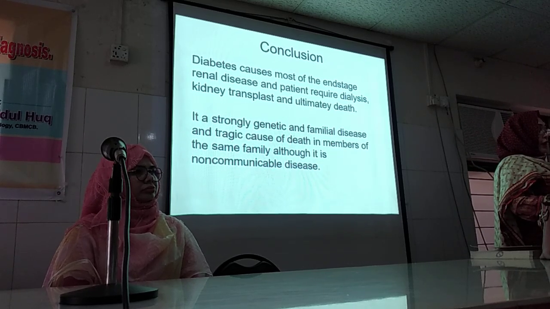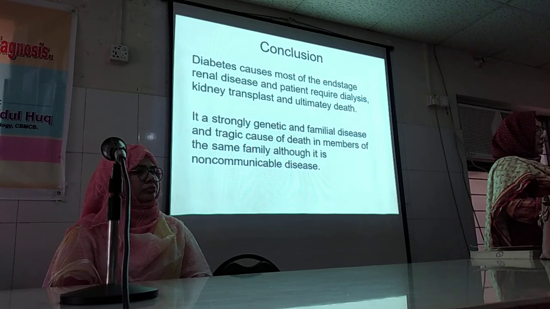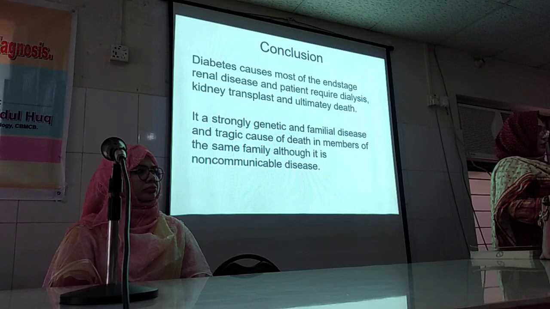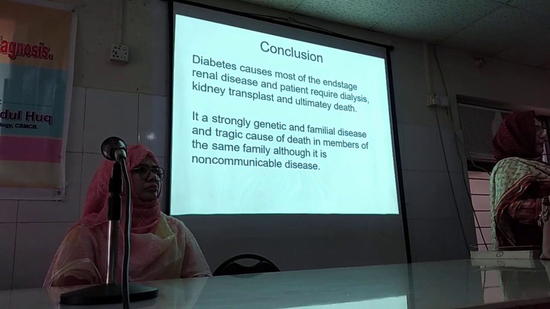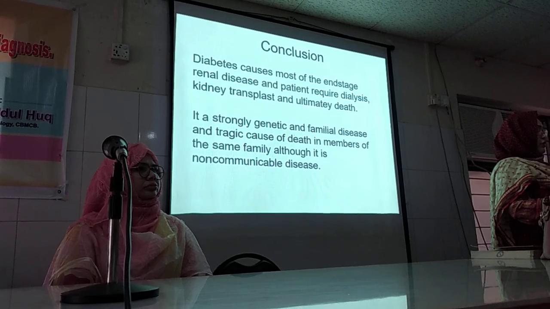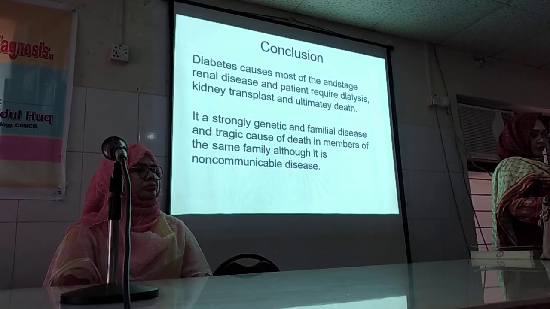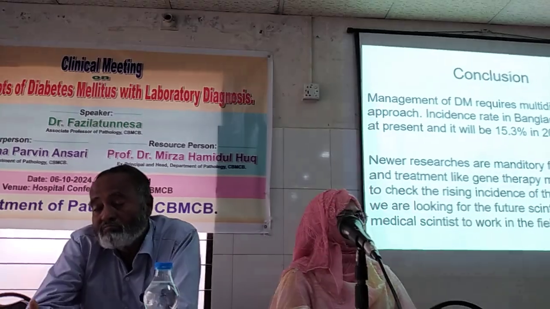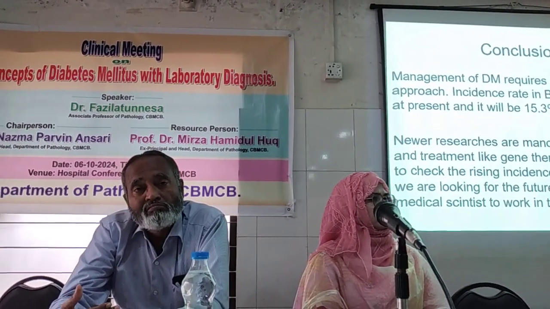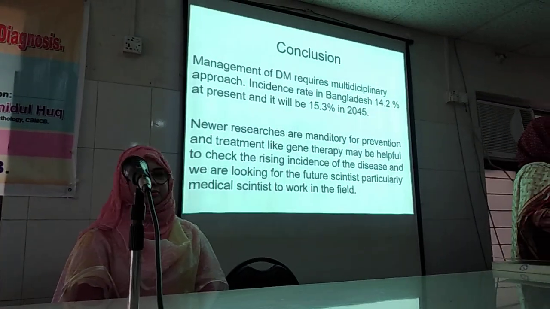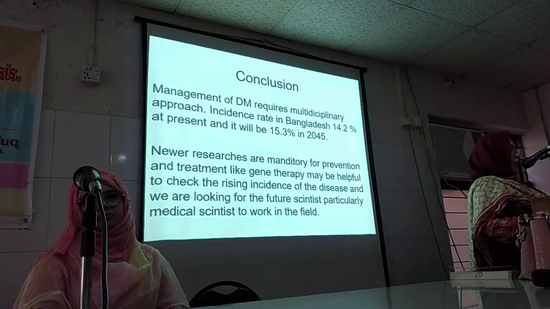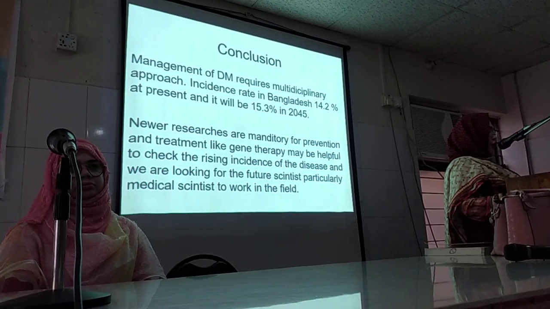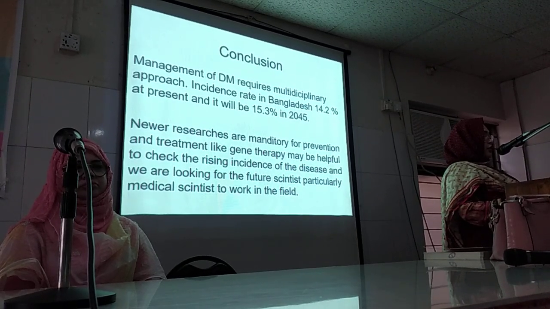Diabetes causes most of the end-stage renal disease, and patients require dialysis, kidney transplant, and ultimately death. It is a strongly genetic and familial disease and a tragic cause of death in members of the same family, although it is a non-communicable disease. Management of diabetes mellitus requires a multidisciplinary approach. Incidence rate in Bangladesh is 14.2% at present, and it will be 15.3% in 2045.